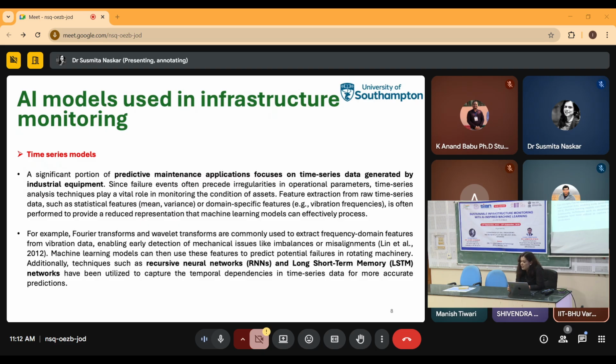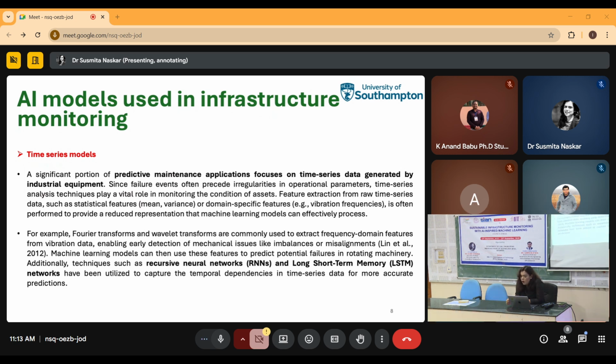This might include simple statistical measurements such as mean or variance calculation, or more domain-specific indicators like vibration frequencies. Extracting these features creates a reduced representation of the data. For instance, think about the Fourier transformation or wavelet transformation, which are widely used to move from the time domain to the frequency domain, right? These techniques help us pull out hidden patterns from the vibration data, and they enable early detection of issues in the structure, such as imbalances or misalignment in rotary machines.